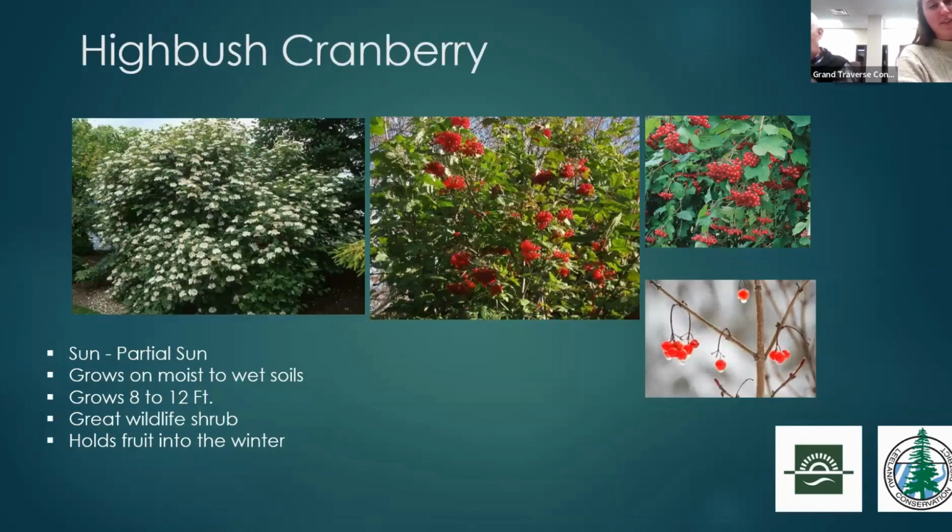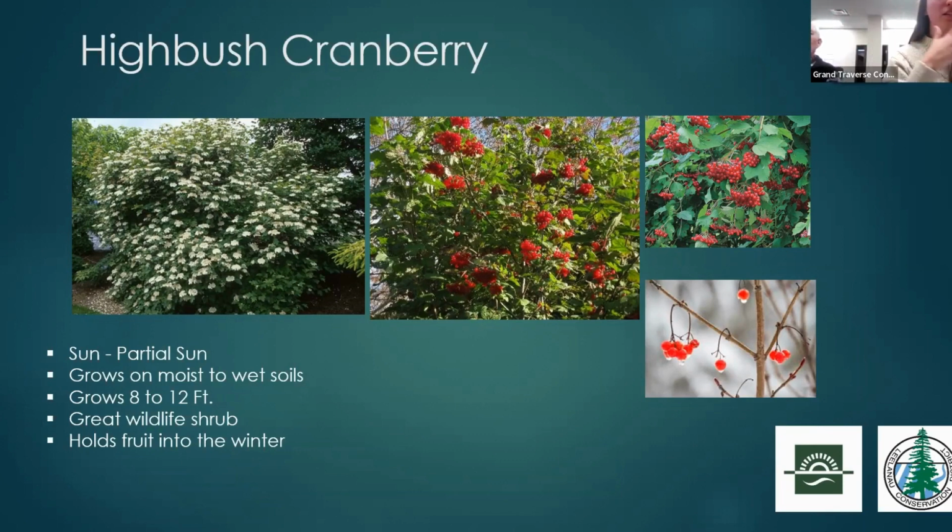High bush cranberry is another one that prefers full sun. It can survive in some partial sun. It's going to like more moist soils. I've only really seen this within wetlands or along shorelines. It's a great wildlife shrub because, with that seasonality of fruiting, it's going to feed a lot of different songbird species into winter.